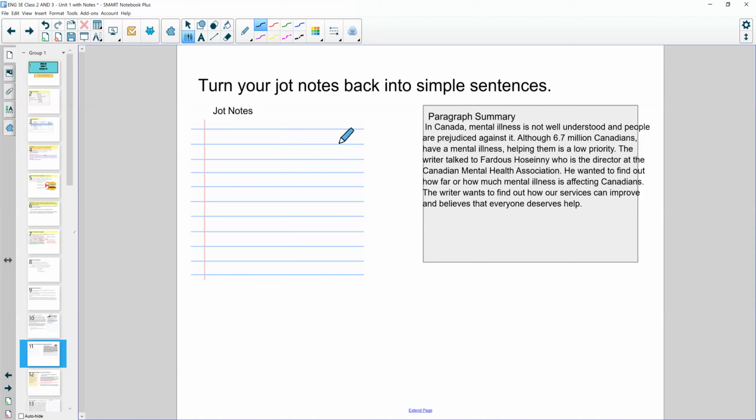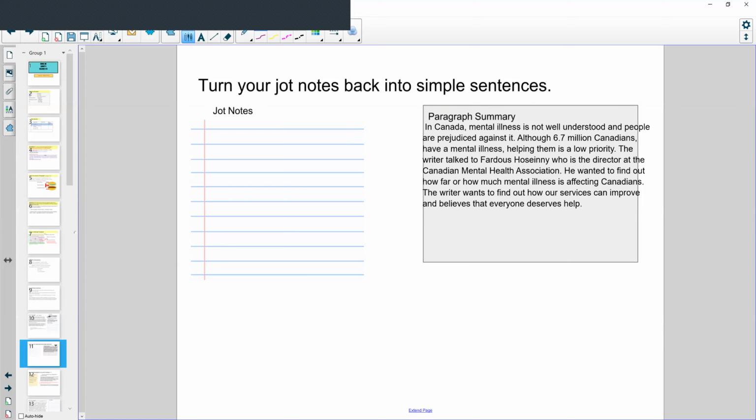In Canada, mental illness is not well understood, and people are prejudiced against it. Although 6.7 million Canadians have a mental illness, helping them is a low priority. The writer talked to Fardos Hosseini, who is the director at the Canadian Mental Health Association. He wanted to find out how much mental illness is affecting Canadians. The writer wants to find out how our services can improve and believes that everyone deserves help. Okay.